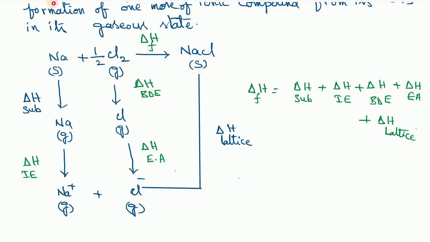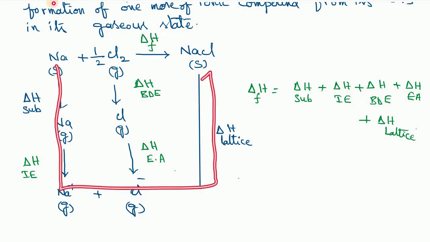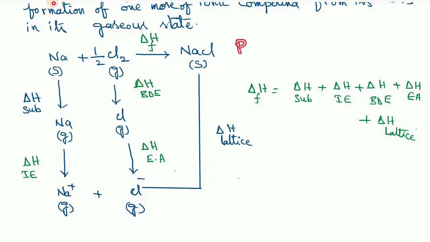Finally, these ions which are in the gaseous state will combine or react together to give you sodium chloride solid. That is called lattice energy. So now delta H formation, the direct formation, will be equal to all the indirect processes. This is called the Born-Haber process, or Born-Haber cycle. Now this is the formula you have to write.